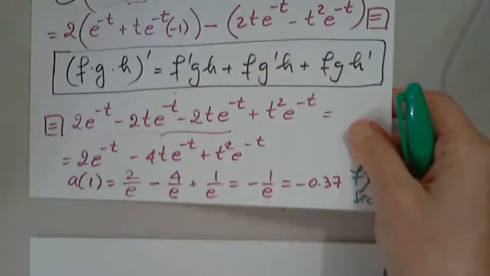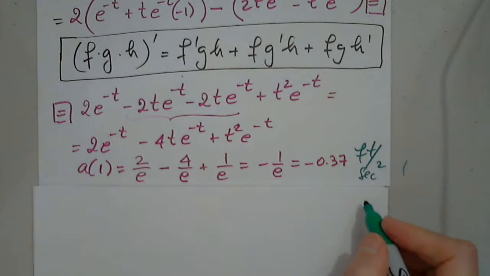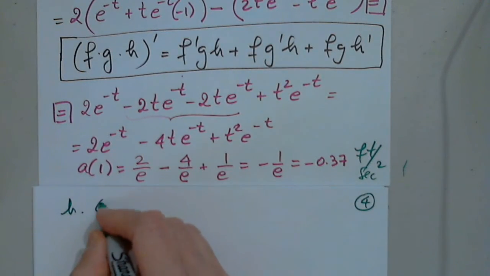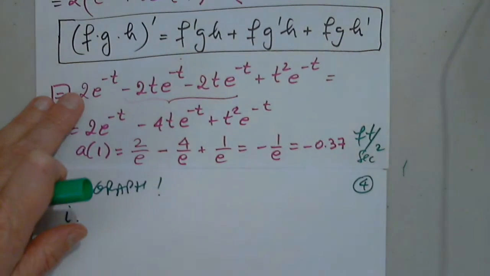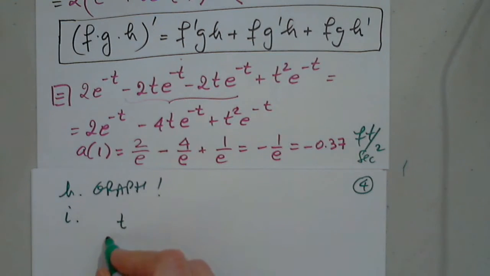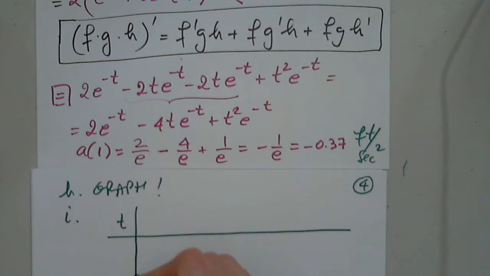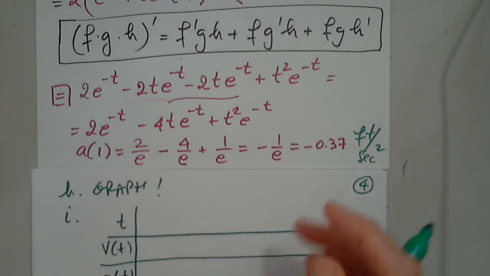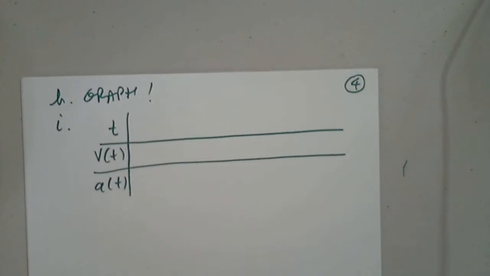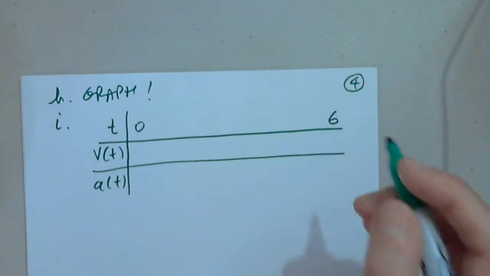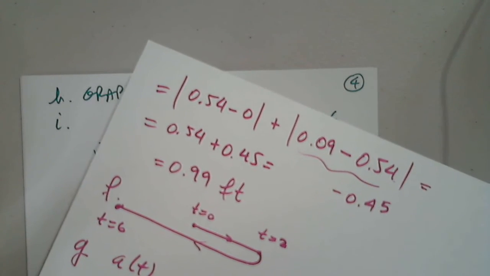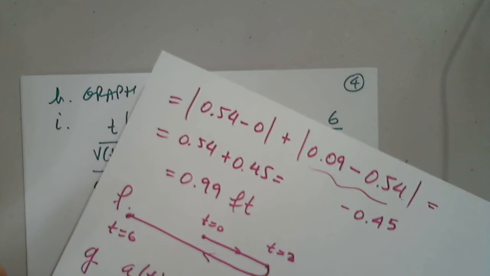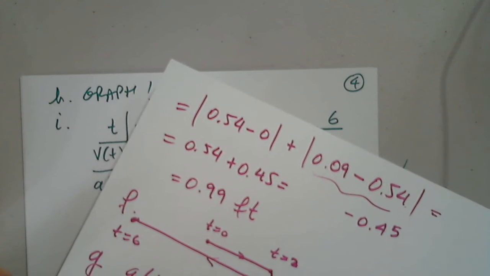So, page 4. So that will be the graph, and we'll look at it in a minute. And speeding up, slowing down. T, v of t, a of t. And we're talking about 0 to 6. Let me just go back for a second. Yeah, so it's all about 0 to 6. They should have mentioned it here again.